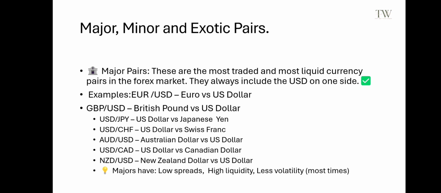Now, the major takeaway in these major pairs is that they have low spreads. Okay, we'll explain spread as we go forward in this video. They have high liquidity, and they have less volatility most of the time. Okay, so that is one thing you just need to know about. Sorry, the three things actually that you need to know about the major pairs. It's just that simple.